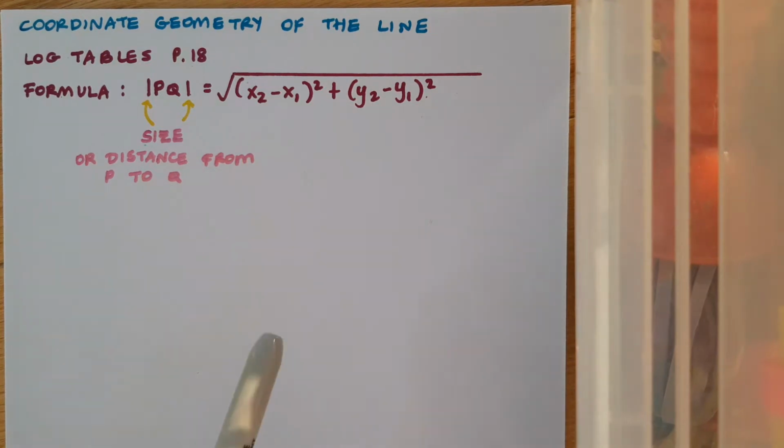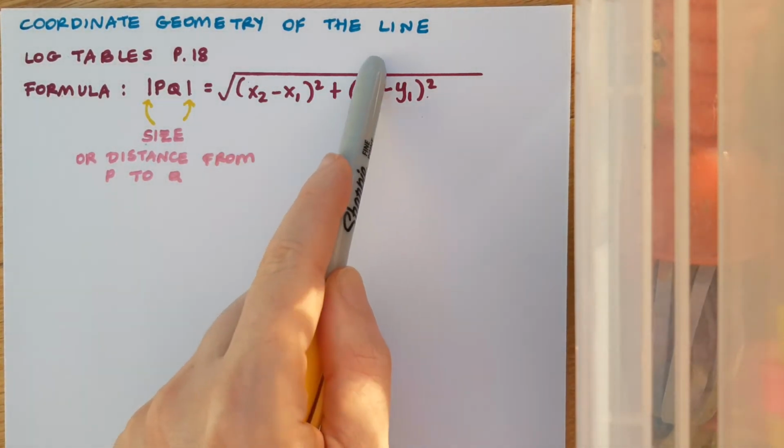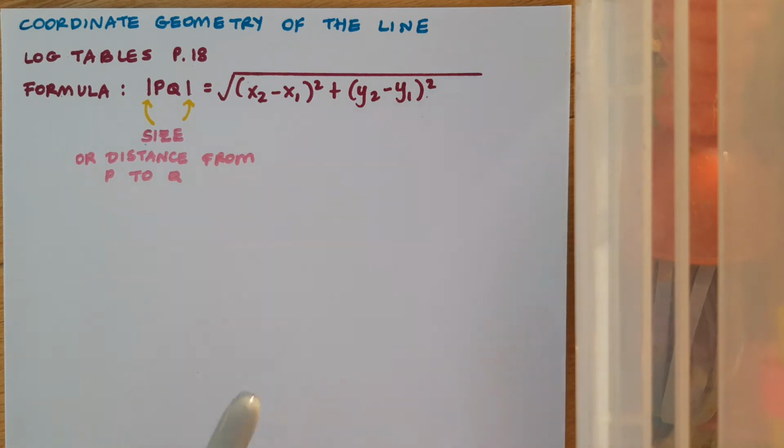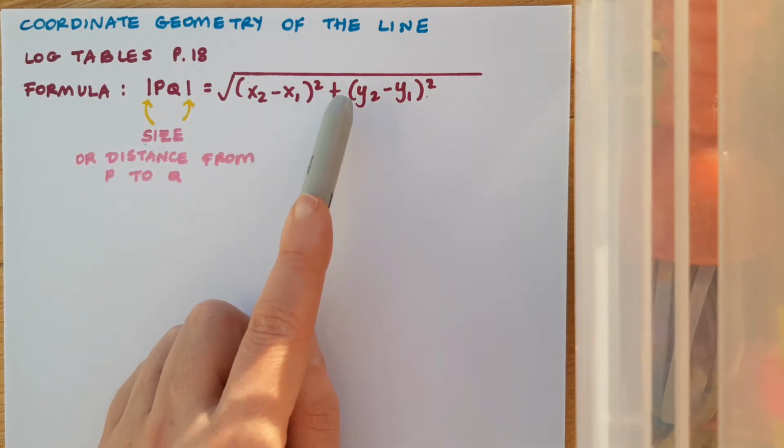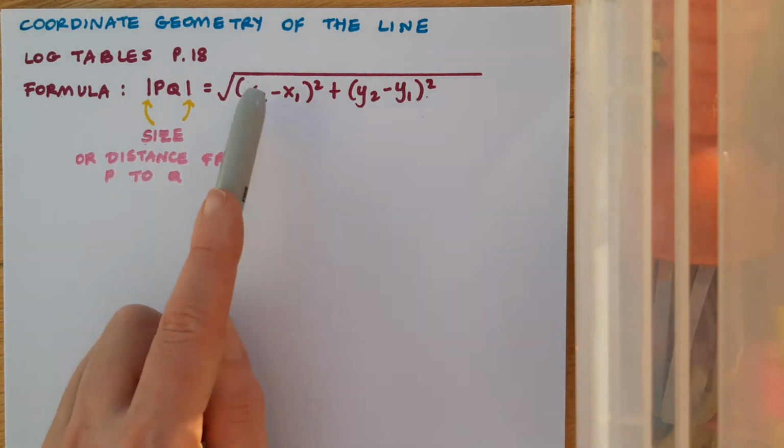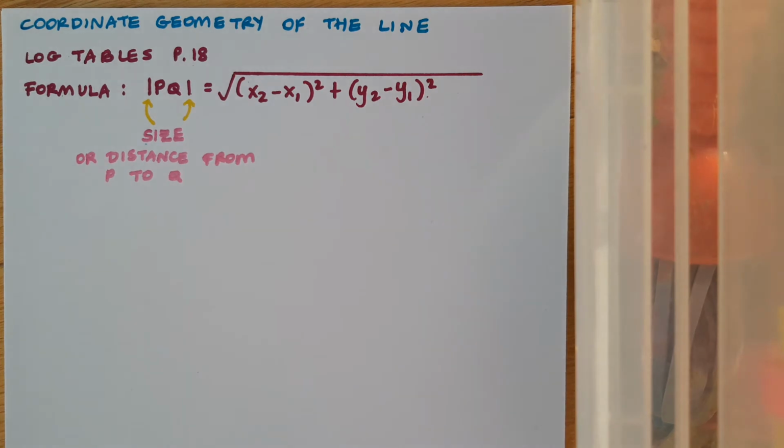And looking at our formula, we can see we've got a square root symbol that goes the whole way over the entire formula. It's really important to do that right the way to the end. And in the first bracket, we've got x2 minus x1 squared plus y2 minus y1 squared. And every part of this formula is important. But in good news, we'll be able to use our calculator to help us out with it.